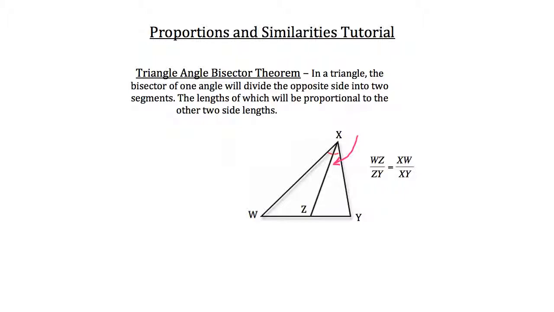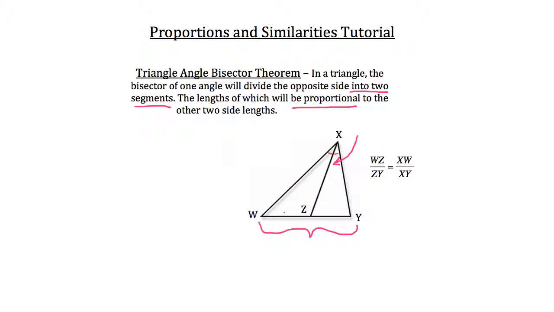Now, what it's doing when it bisects that angle is it's dividing this opposite side, WY, into two segments. Now, they're not congruent to each other necessarily, but it's dividing it into two segments, segment WZ and segment YZ. Now, the lengths of these two segments, WZ and YZ, will be proportional to the other two side lengths. The other two side lengths being XW and XY. And so I've written that proportion for you off on the side here.